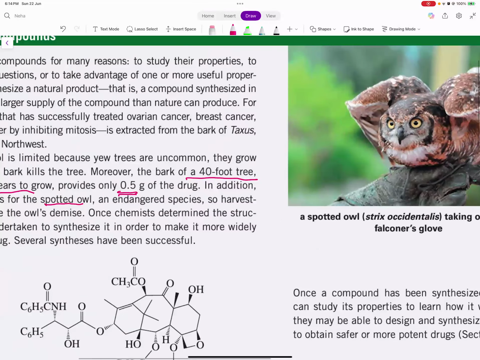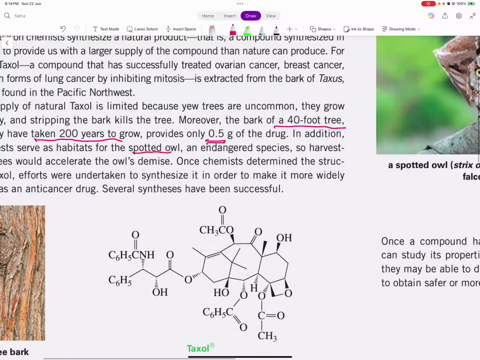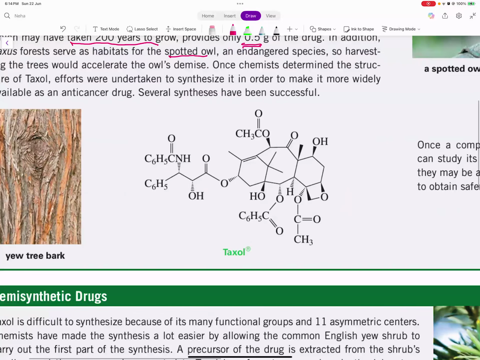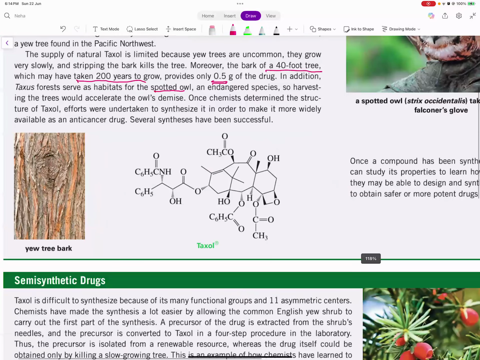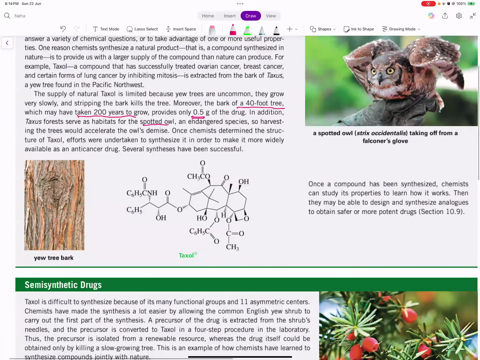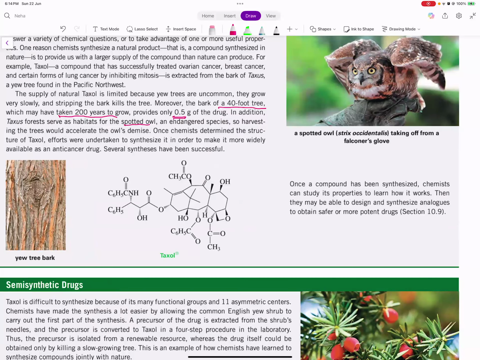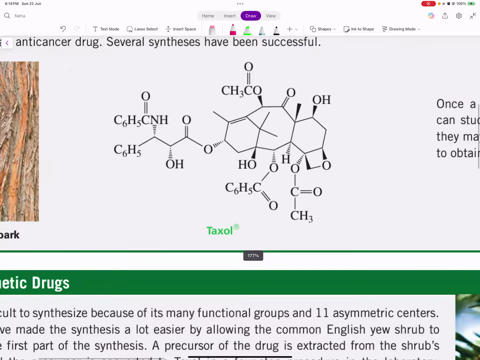So how do we make this molecule? In the lab, we start with very simple molecules and then we make this complex molecule. That is the whole art, because you have to control the stereochemistry also.